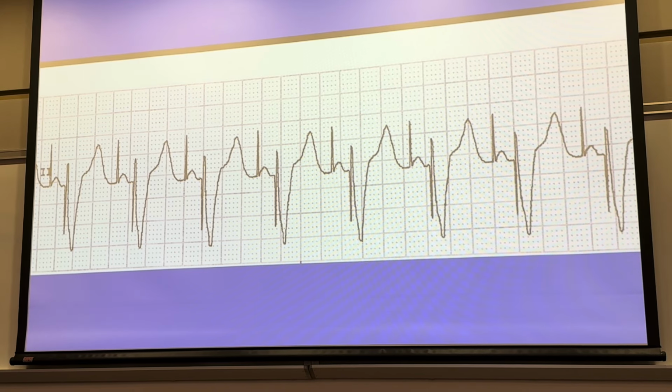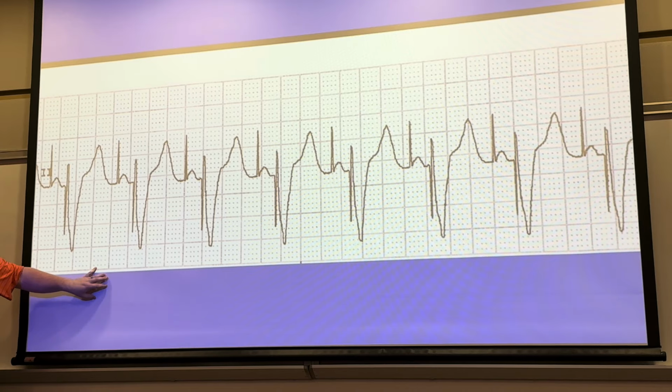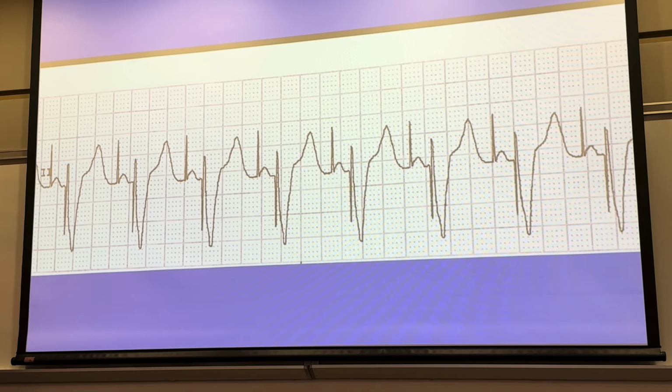You could have just atrial pacing. You could just have ventricular pacing, or you could have both. Depending on where your pacer spike is, it's going to determine what our pacer is. That make sense? Okay.